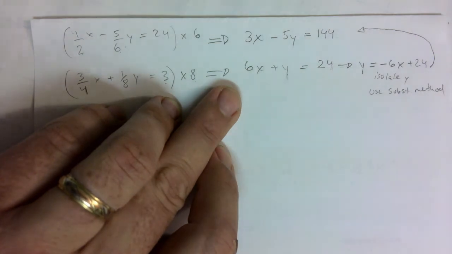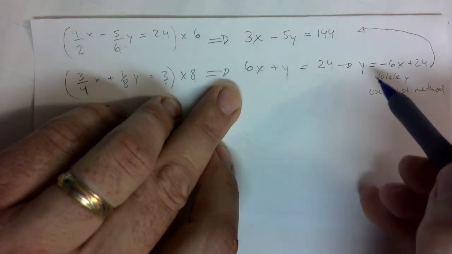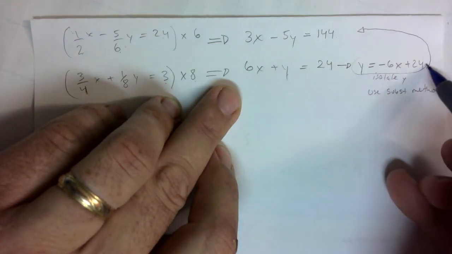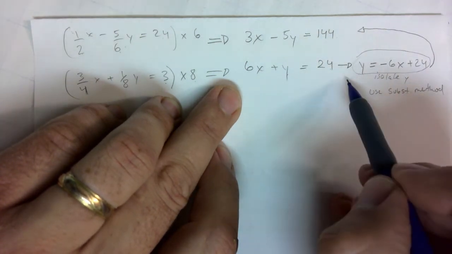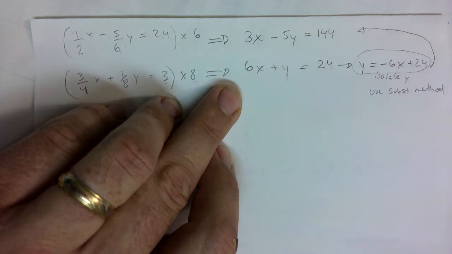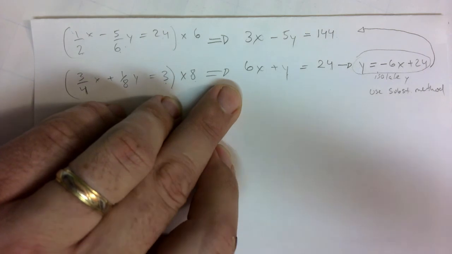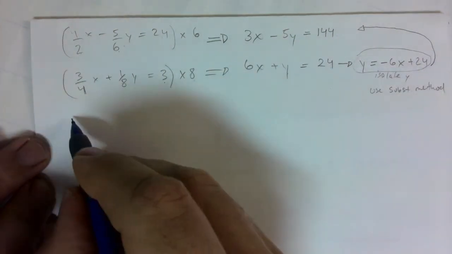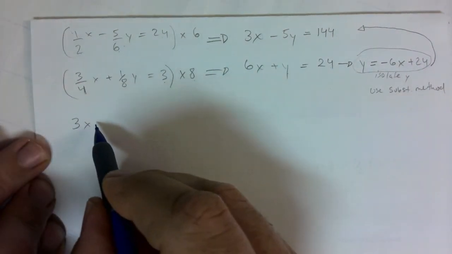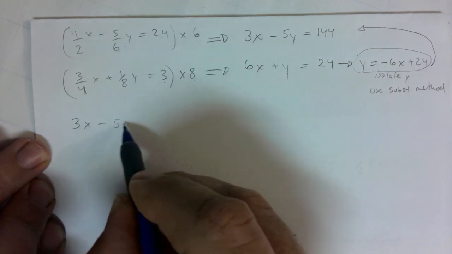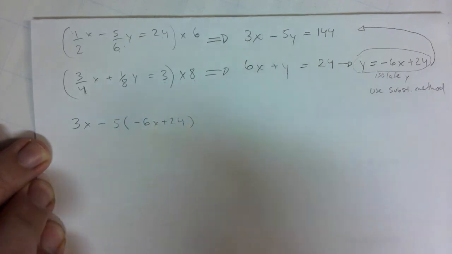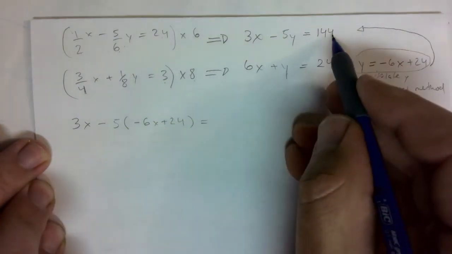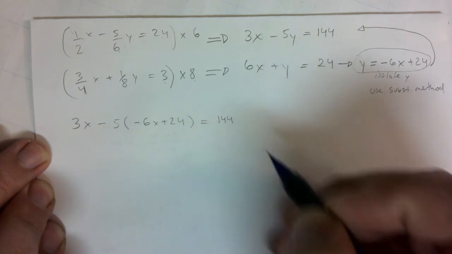And I'm going to do elimination as well. But basically, you're going to plug that into, if you isolate the second one, you have to take it and insert it into the other one. You can't insert it into itself, okay? So we're going to go 3x minus 5y, and y is negative 6x plus 24. Take your time on these ones, okay? 1 is equal to 144.